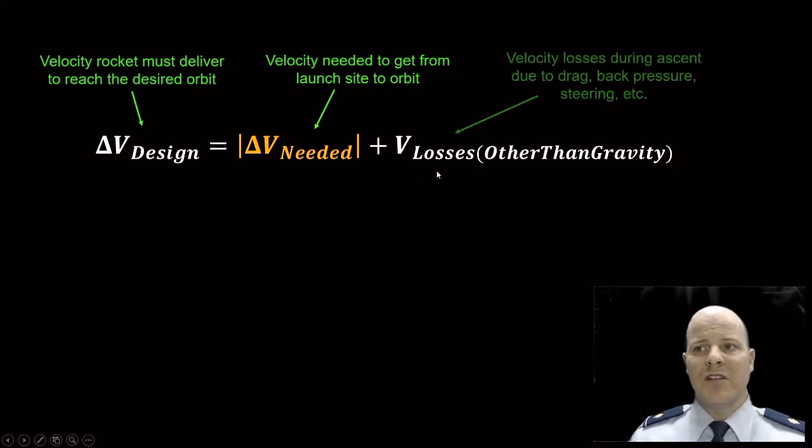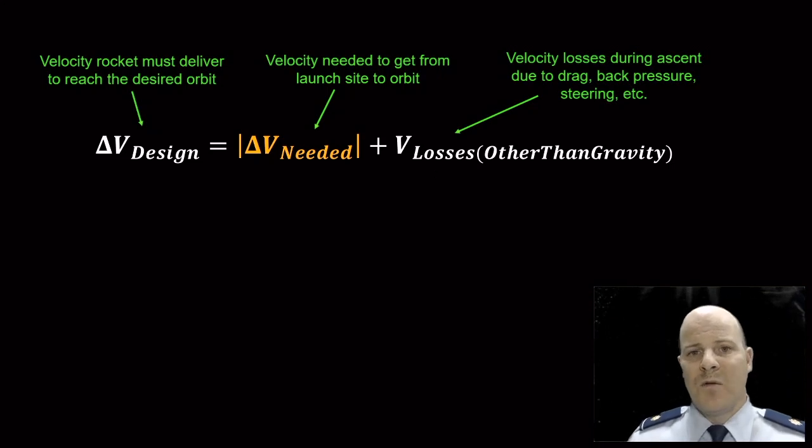But there's this other term, V losses, and that is because we're actually moving through the atmosphere, and so we're going to have drag and steering and back pressure losses and all sorts of other losses that are going to need to be taken into account for our design. So it's not enough to just design our rocket to go from the surface of the Earth up to our orbit. We also have to incorporate what these losses are.